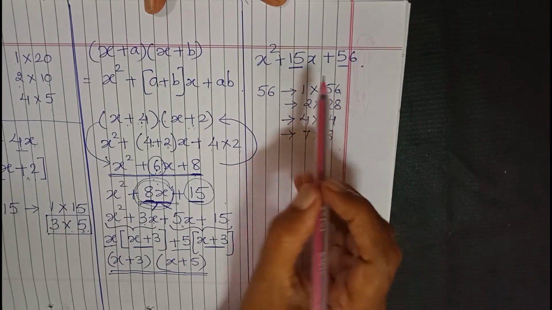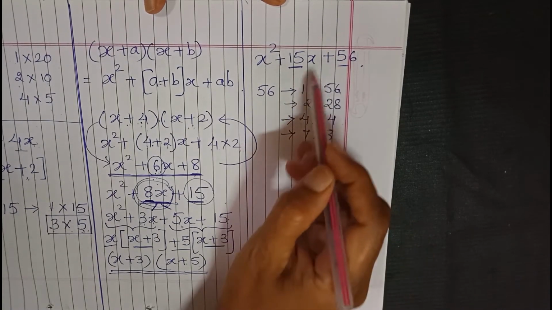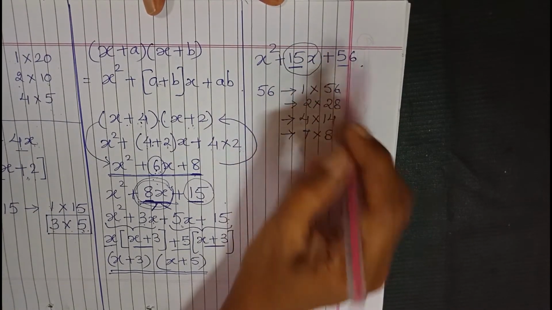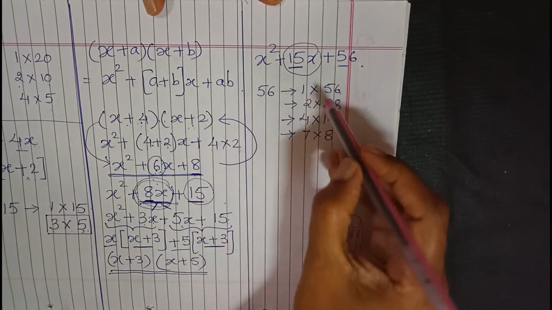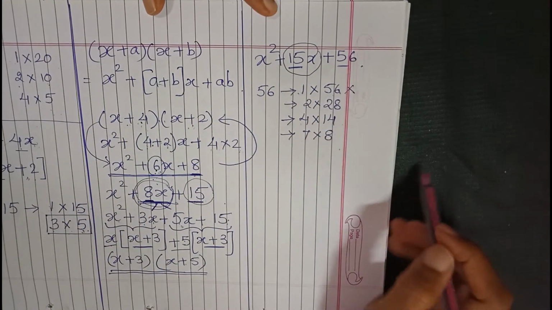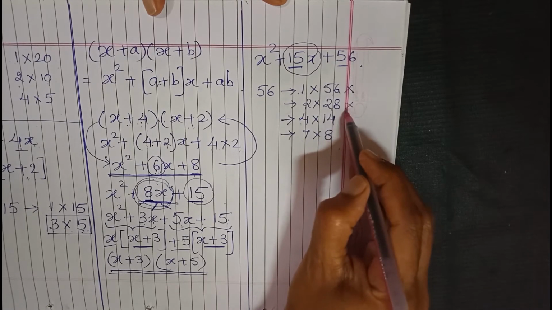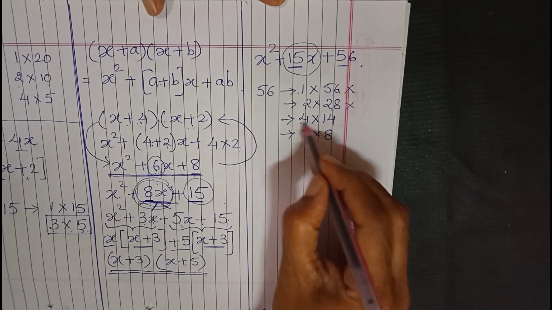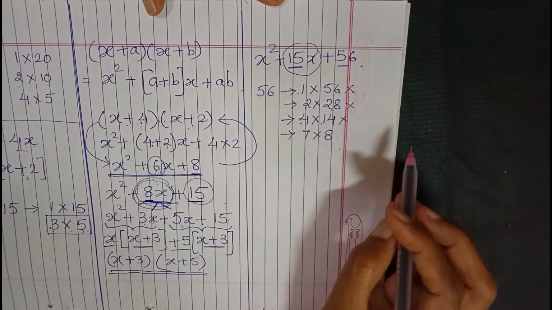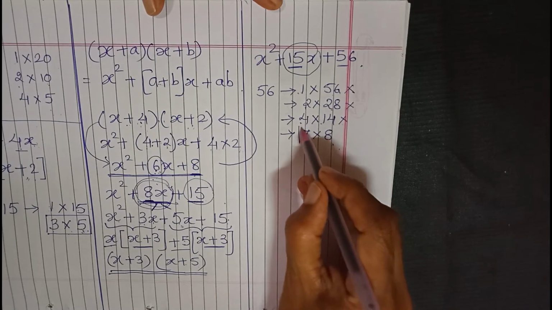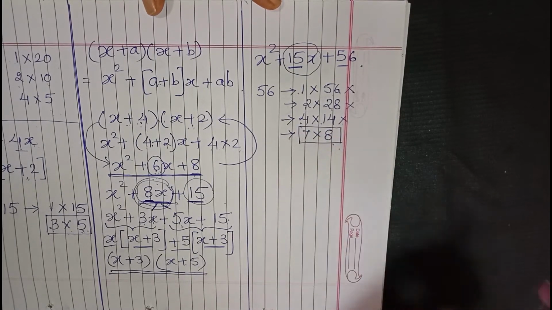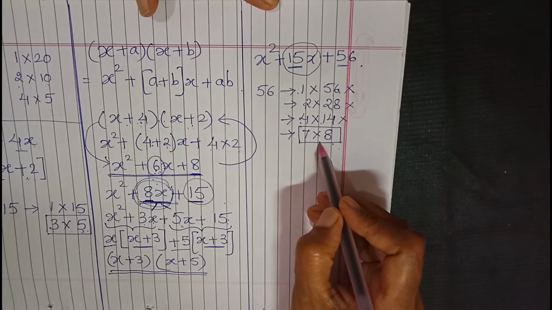Now we have to see which two numbers when added will give me the middle number. My middle number is 15. So 1 plus 56 will not give me 15. 2 plus 28 will also not give me 15. 4 plus 14 will not give me 15. 7 plus 8 is 15. So you can see this is the pair of factors that we have to use.